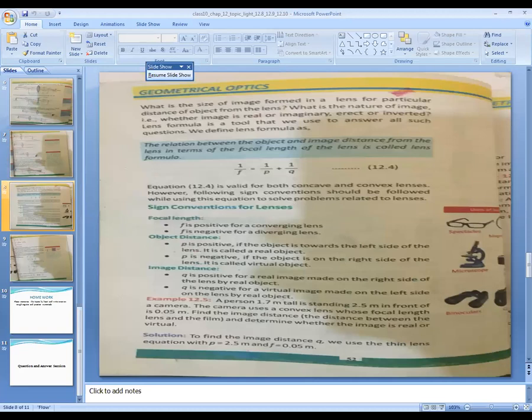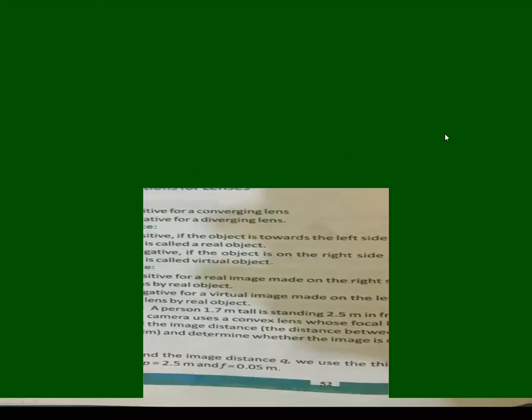So I told you we will use this formula to find object distance, image distance, and focal length. Equation 12.4 is valid for both concave and convex lenses. Whether it is a concave lens or a convex lens, 12.4 is valid for both. So the following sign conventions should be followed while using the equation to solve problems related to lenses.